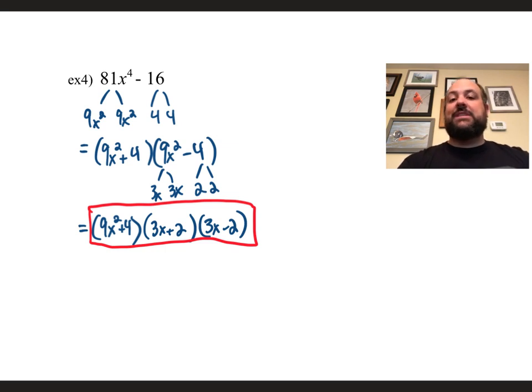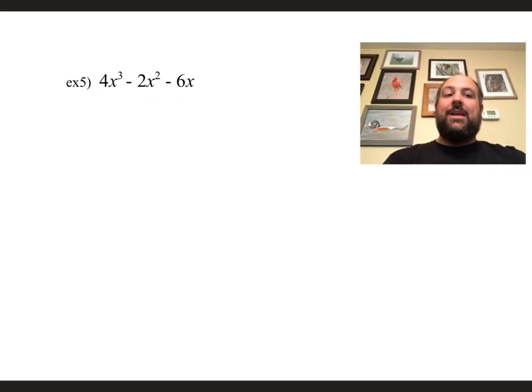Let's look at our final example. Alright, let's take a look at our final example here. We have 4x cubed minus 2x squared minus 6x. If you want to try this one on your own, go ahead, feel free to pause, and then check in with your answer afterwards. Otherwise, let's walk through our steps again.